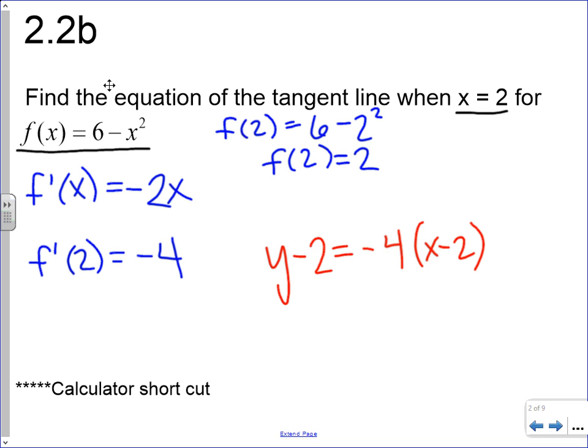Starting in this unit, your tests will be 1 day calculator, 1 day non-calculator, because that is what the AP test is. 2 parts calculator, 2 parts non-calculator. So we really need to get comfortable using your calculator.